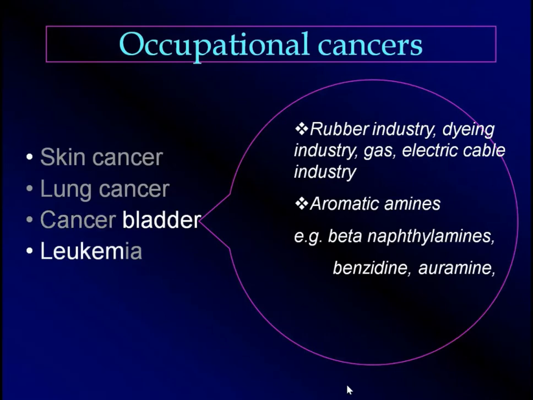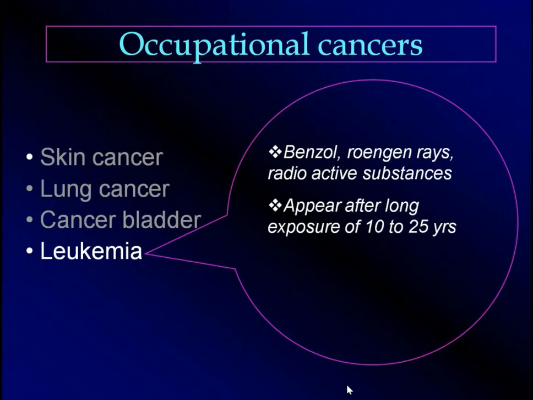Next is leukemias. Leukemias are related to blood. These are mainly caused by chemicals like benzol, roentgen rays, and radioactive substances. So these are the various radiation-related agents which can cause leukemias, and it usually takes a long time for the disease to appear, around 10 to 25 years. A longer exposure is required for getting the cancers. So these are the various occupational cancers.